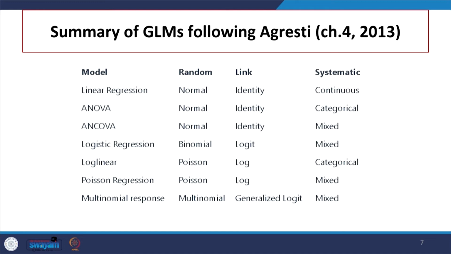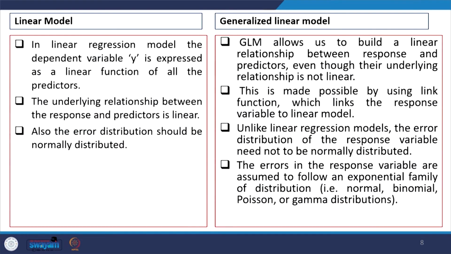They are either binomial, Poisson or multinomial, and accordingly the link function is defined as the logit function or generalized logit function, and therefore it has mixed responses. Okay. So, the linear model as compared to GLM is mentioned here.